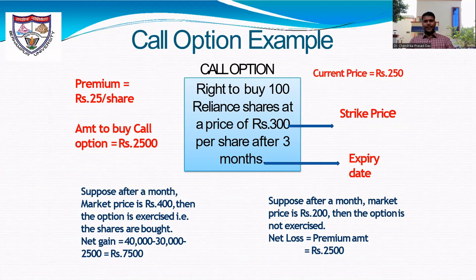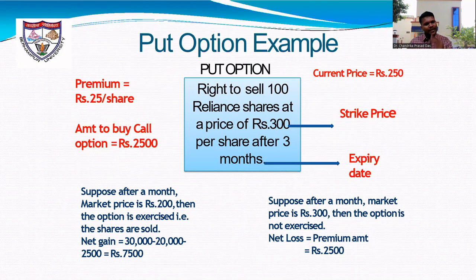But suppose after a month, the market price is 200. Then will you exercise the contract? The market price is below the strike price. You will not execute the contract. In that case, your loss will be limited up to the premium amount paid, that is 2,500.